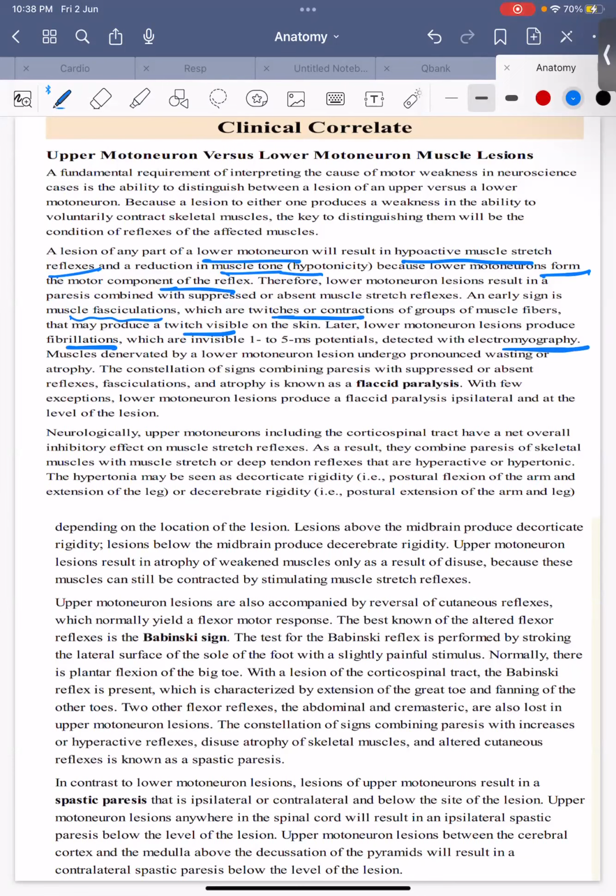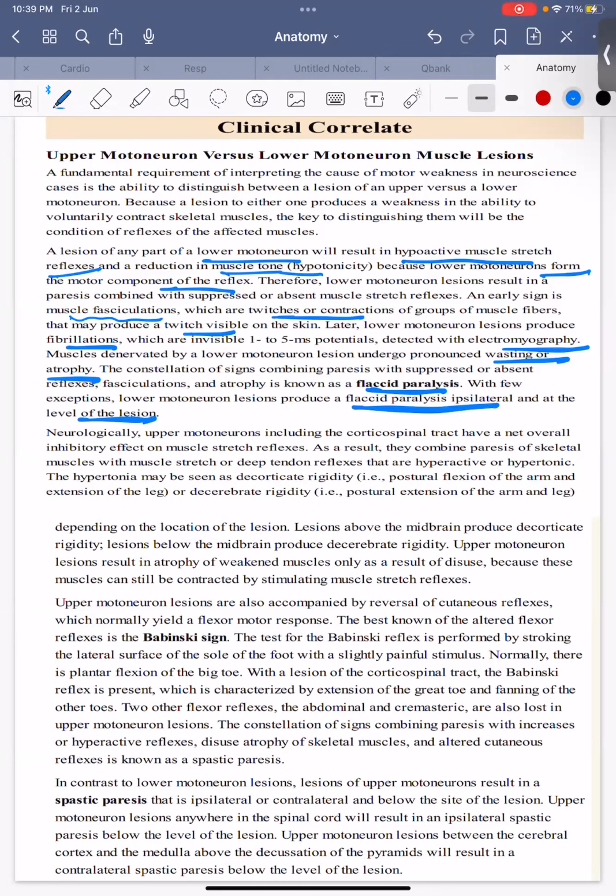Muscles which are innervated by the lower motor neurons undergo wasting and atrophy. So muscular atrophy is also one of the symptoms of lower motor neuron lesions. This is known as flaccid paralysis, where you have absence of reflexes, fasciculations, and muscle atrophy. Okay. And usually lower motor neuron lesions produce a flaccid paralysis ipsilateral, same side and at the level of the lesion.